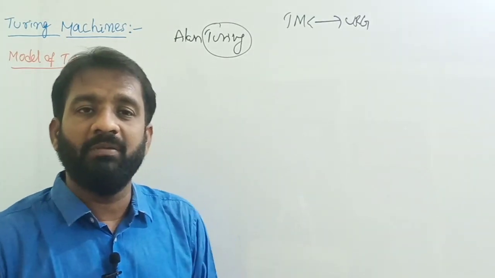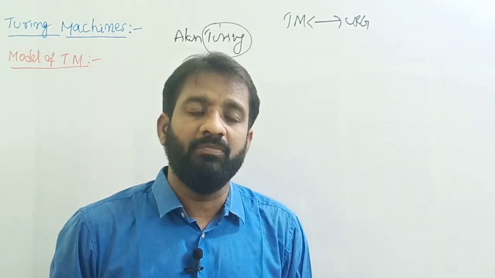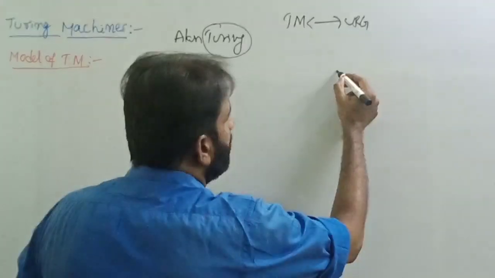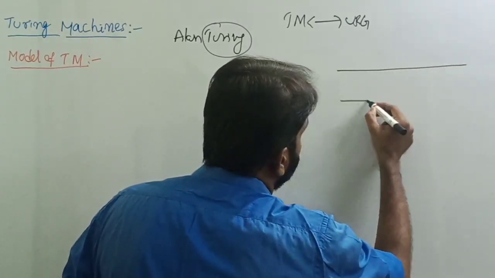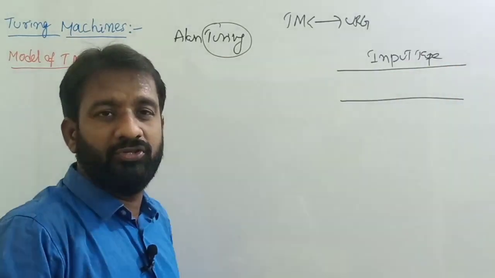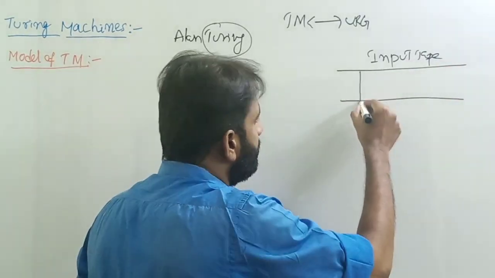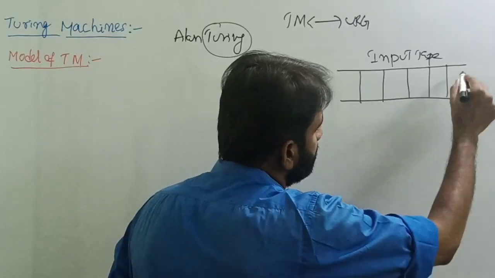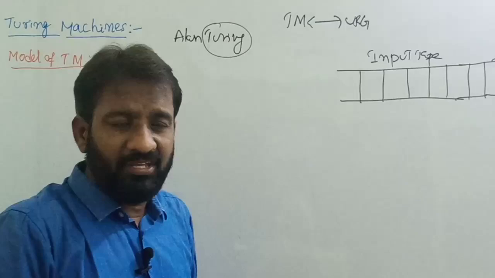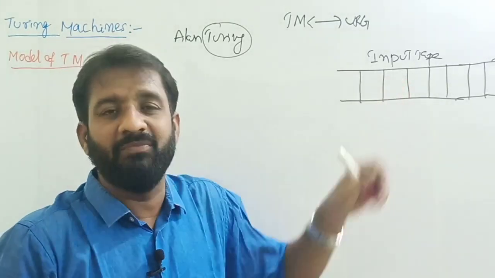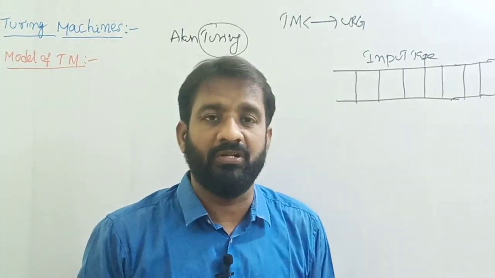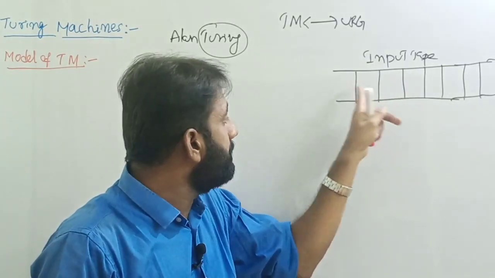Now let me introduce the model of the Turing machine. As usual, any machine, the Turing machine also has an input tape. The specialty of the Turing machine input tape is that it is an infinite input tape divided into cells. It is infinite, with no limit on the length. You can store an infinite number of symbols in the input, but that is not possible in finite automata and pushdown automata. In a Turing machine, the input tape length is infinite.